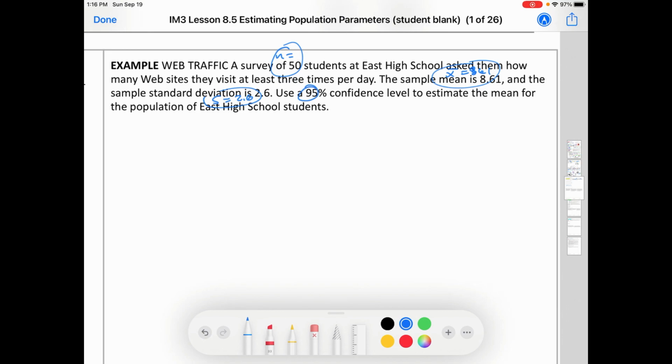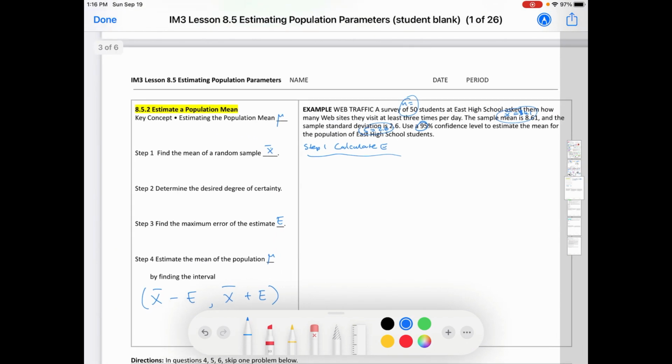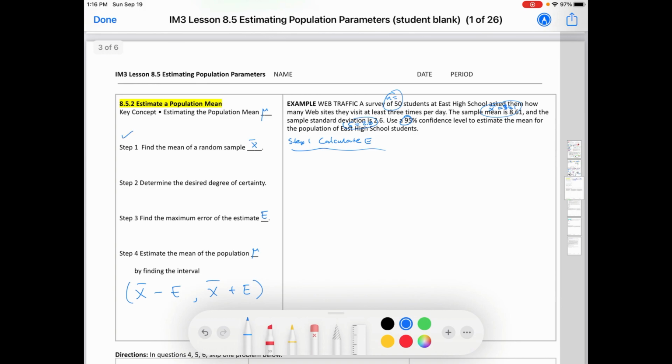Okay, let's do a couple of things. The first thing I want to do is calculate E. So let's see what we got so far. Do we have step 1? Yes. Now, degree of certainty. So a 95% confidence interval gives me a z-score of, look back at our chart, and our chart says 95% is 1.960. Okay, so we got that.